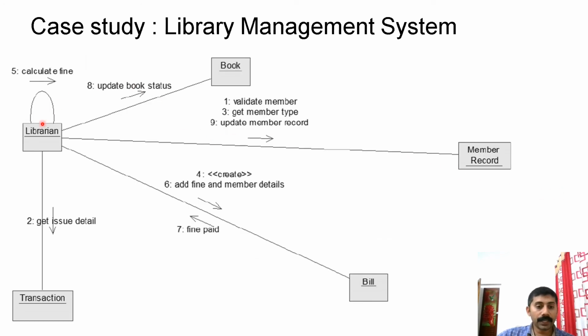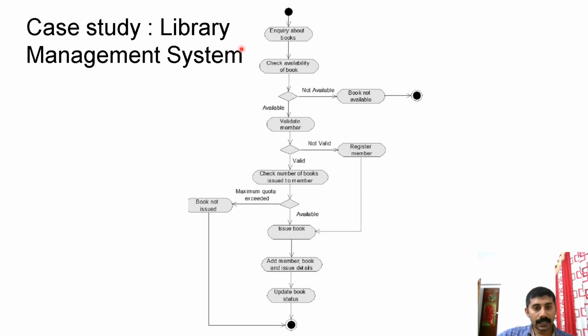Another thing is the communication or collaboration diagram. So here also different objects are mentioned and the message flow and the links are also mentioned. You can check the numbered messages and understand the messages exchanged between the objects. Another thing is the activity diagram for the library management system. Inquiry about book, check the availability. If it is not available, book not available. If it is available, then proceed. That control flow is mentioned in the activity diagram.